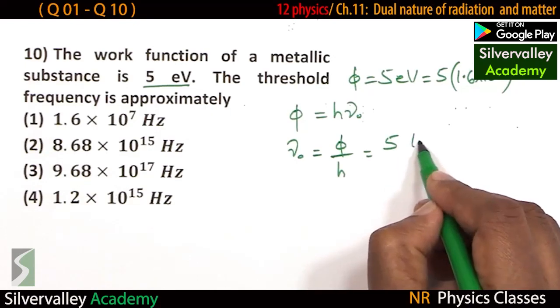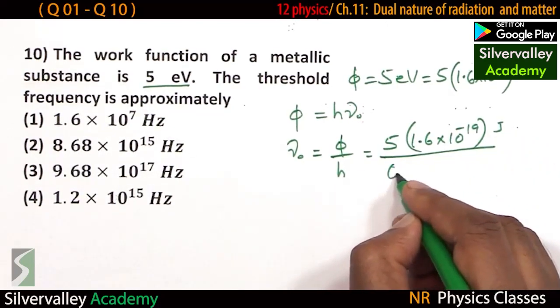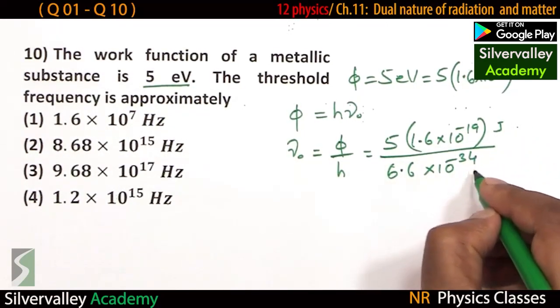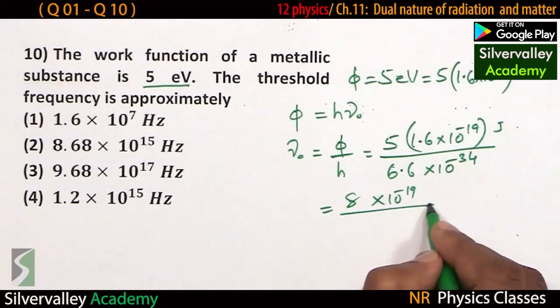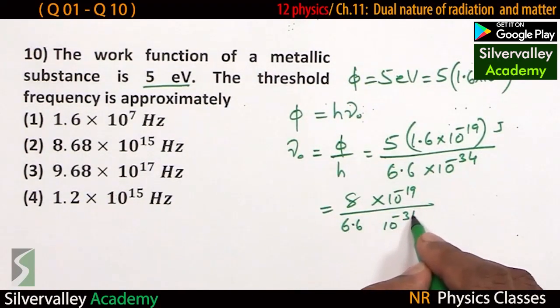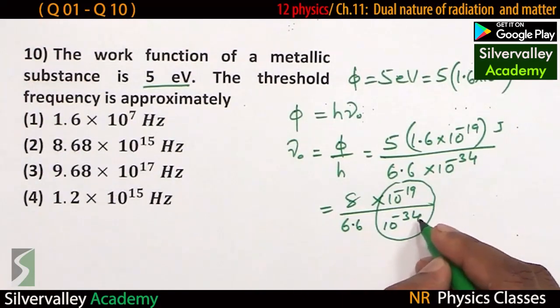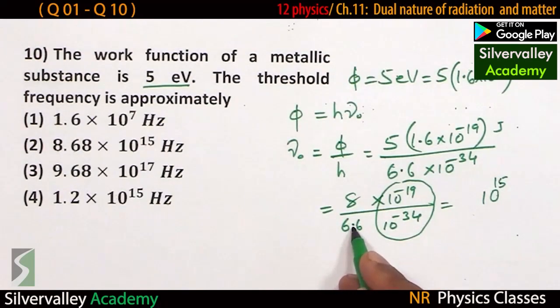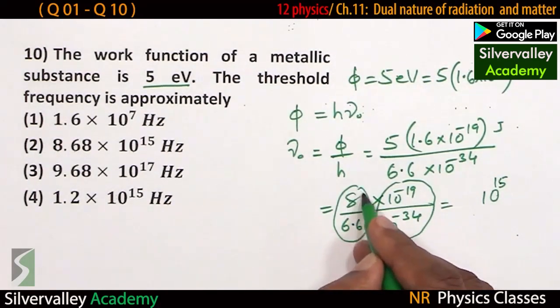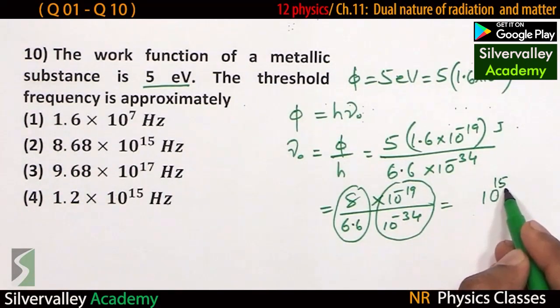5 into 1.6 into 10 power minus 19, now this is in joule, by Planck's constant 6.6 into 10 power minus 34. This is 8 into 10 power minus 19 by 6.6 into 10 power minus 34. Now simplify these two. 10 to the power of 14, 15. 8 by 6.6 is greater than 1. It is 1.2, but we should get 10 to the power of 15.